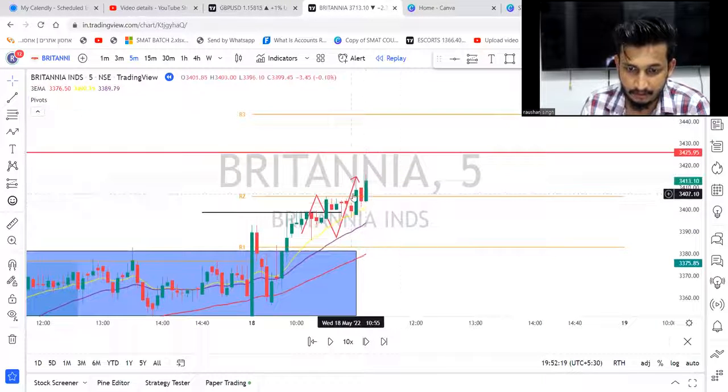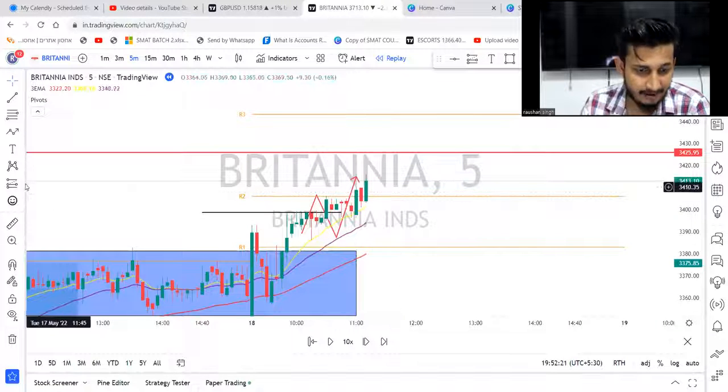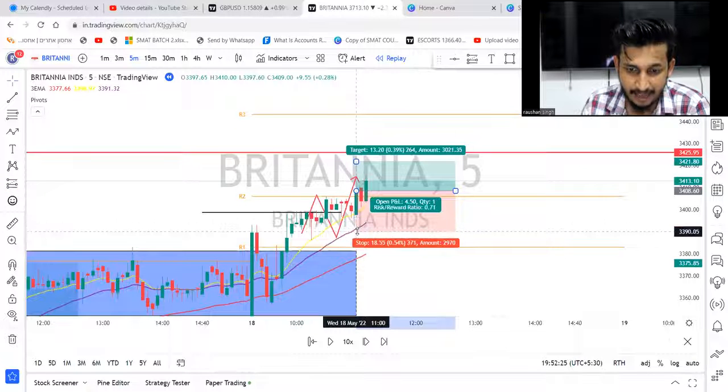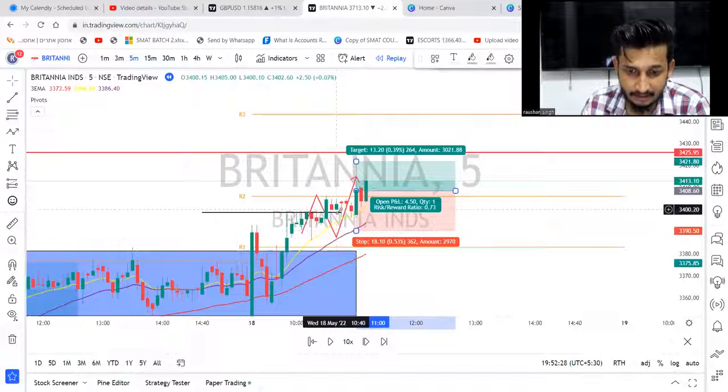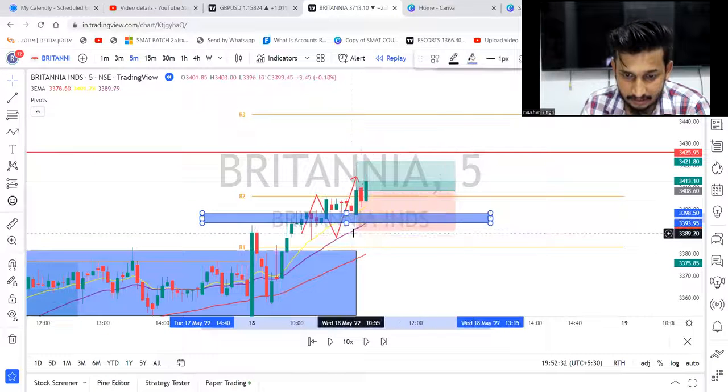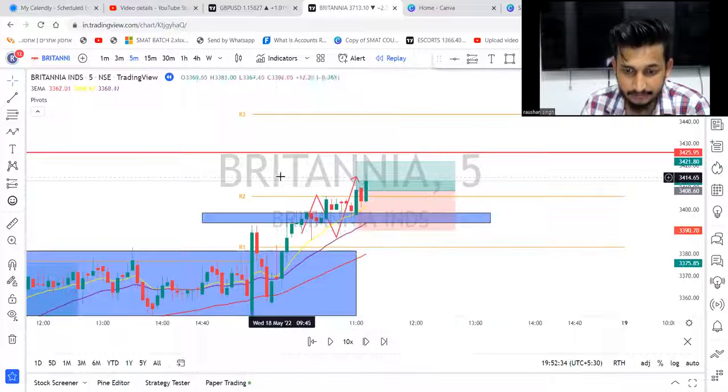All right. So at this point of time, I'll prefer to enter. I'll have a stop loss at this level, from where the market has been rejecting again and again. So just below that level, I'm going to keep my stop loss.